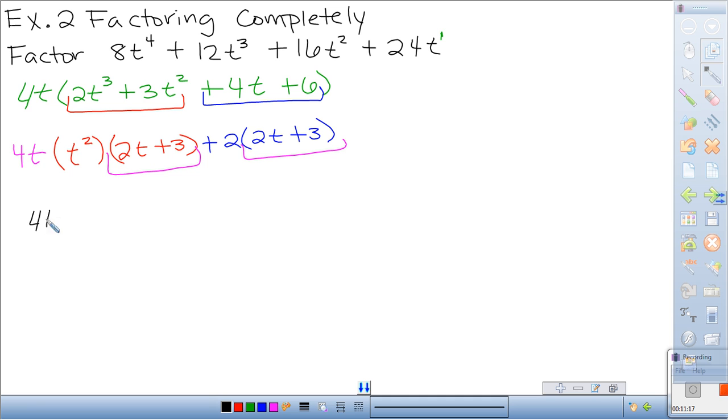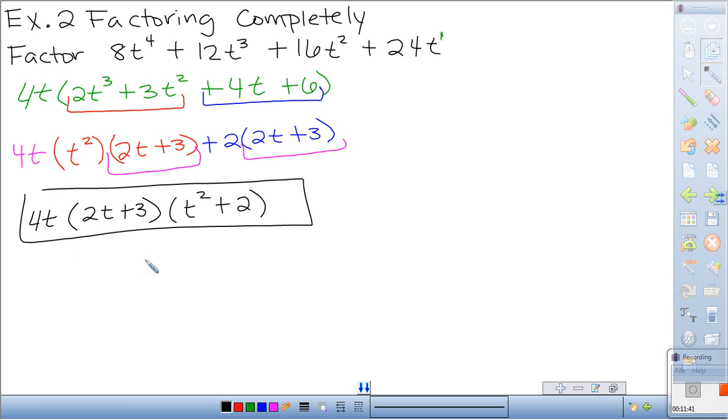I have 4t times, and then I'm going to set up my two binomials. So I'm going to pull out the 2t plus 3 from both of these groups, and then t squared plus 2 becomes its own binomial, t squared plus 2. And you can factor this as well. I would FOIL first and then multiply it by 4t. So that's what I'm going to do. Here's your answer. Well, let's go ahead and check it.